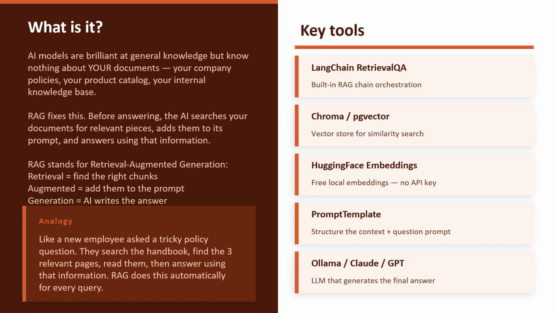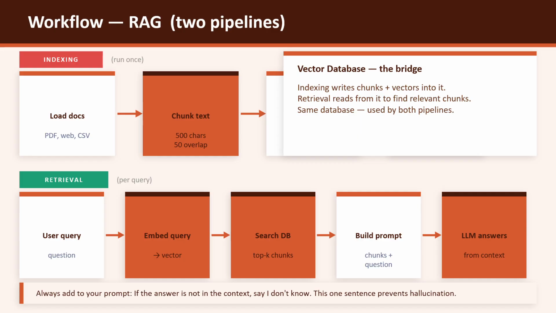Let's see the workflow. RAG has 2 separate pipelines, and understanding which is which is important. The first pipeline is the indexing pipeline. It runs once when you add documents. It loads your documents, splits them into chunks, converts each chunk to a vector, and stores everything in a vector database. You already built this in video 3. RAG builds directly on top of it.